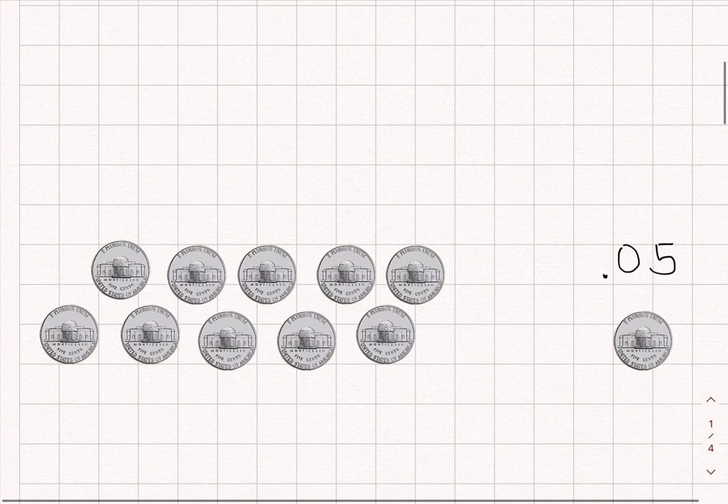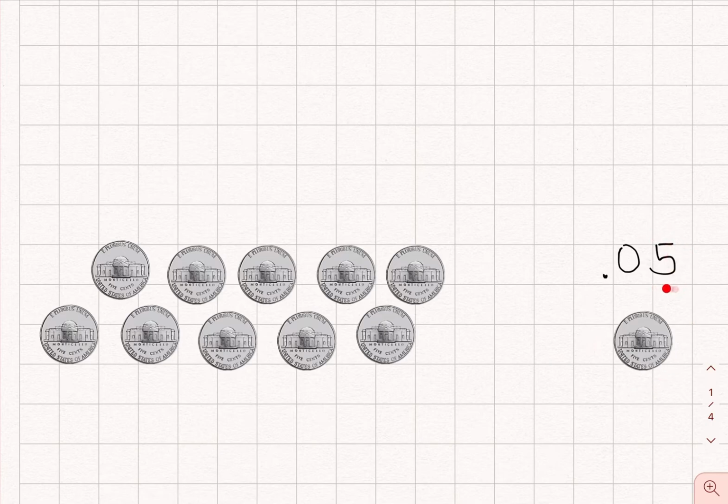Next, let's take a look at these nickels. Here I have one nickel worth 5 cents, or 5 hundredths. That's how we read this decimal number, because the 5 is in the hundredths place. And here I have 1, 2, 3, 4, 5, 6, 7, 8, 9, 10 nickels. So we can say that that's 5 hundredths, or 5 cents, times 10. And 10 nickels equals 50 cents.